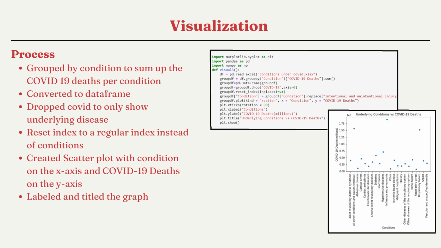To look into this insight more, we decided to create a scatter plot to visualize the data we found. To do this, we again group by condition to sum up the number of COVID deaths for each condition and drop the COVID column so only the underlying diseases would show up. Then, we reset the index so conditions could be a column and the X component on the graph, while the sum of the COVID deaths would be on the Y-axis in millions. The visualization further illustrates the gap of influenza, pneumonia, and respiratory failures as the greatest causes of COVID deaths when it is the underlying condition.